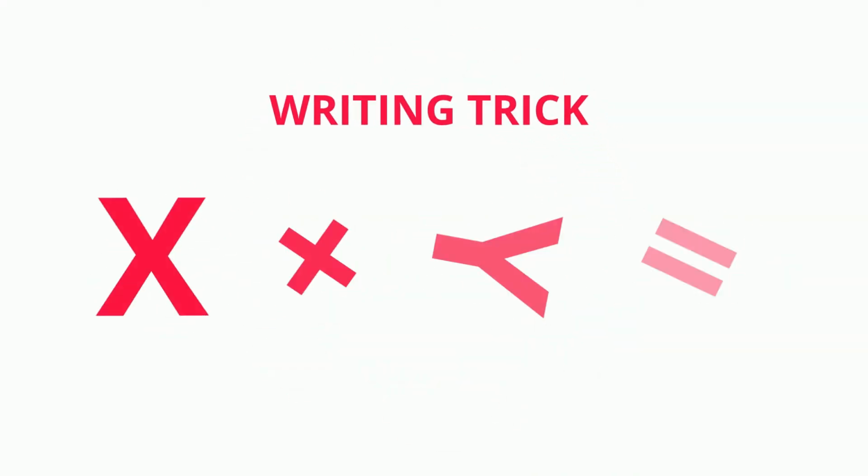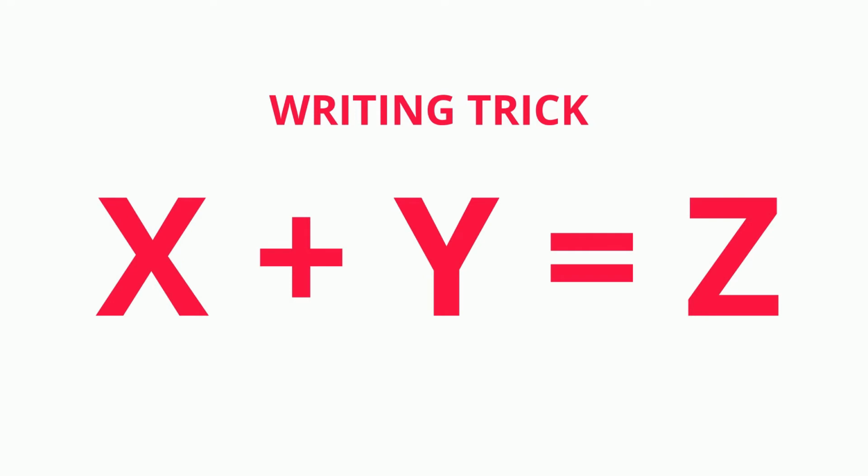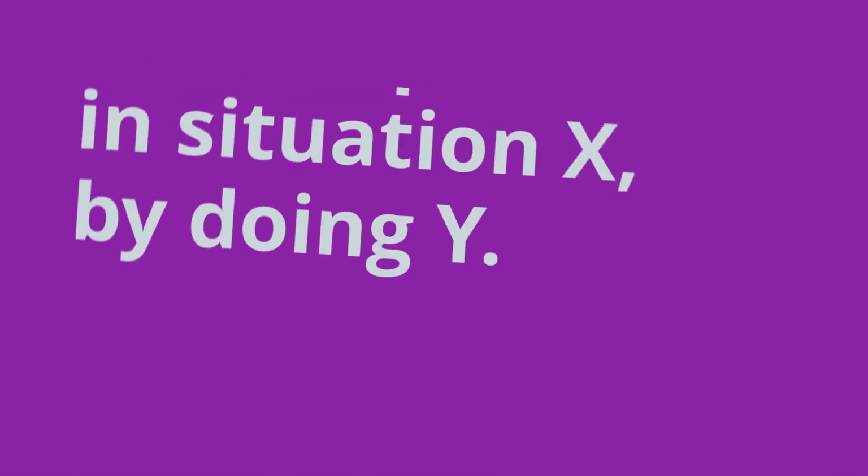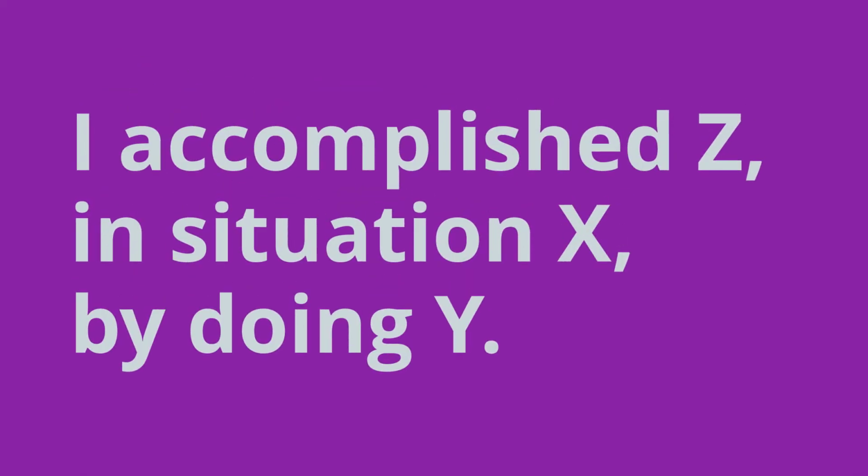Writing in the language of accomplishments is really simple if you follow this easy-to-remember writing trick. X plus Y equals Z. That is to say, in situation X, I did Y, which led to Z. And so that your resume doesn't sound robotic, you can flip the structure around and write, I accomplished Z in situation X by doing Y.